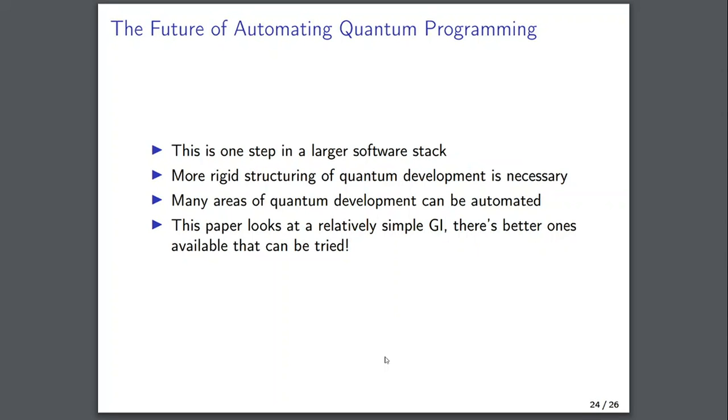So why should you be interested? This is one step in a larger software stack. We expect that with more rigid structuring of quantum development, we can get a lot better results, and rigid structuring will let us automate away a lot of the problems, which will shorten the development time and cheapen the costs. In addition, we've only done a relatively simple GI. There's a lot more work that can be done on GIs and quantum programming, and a lot of other areas that could be automated, as well as a lot of techniques in genetic algorithms that could be moved into our GI here.